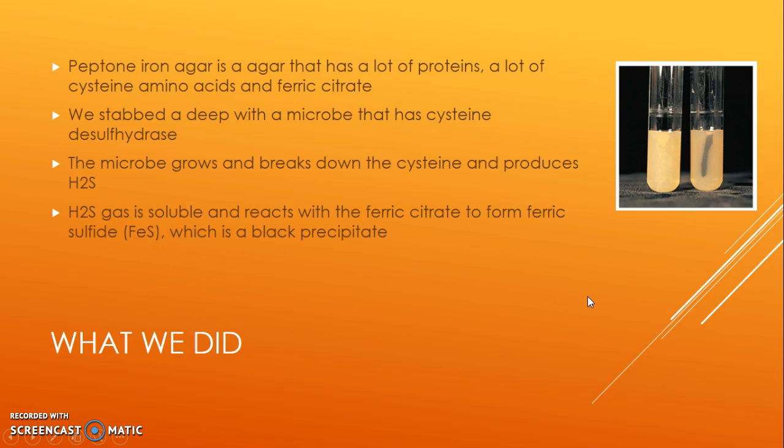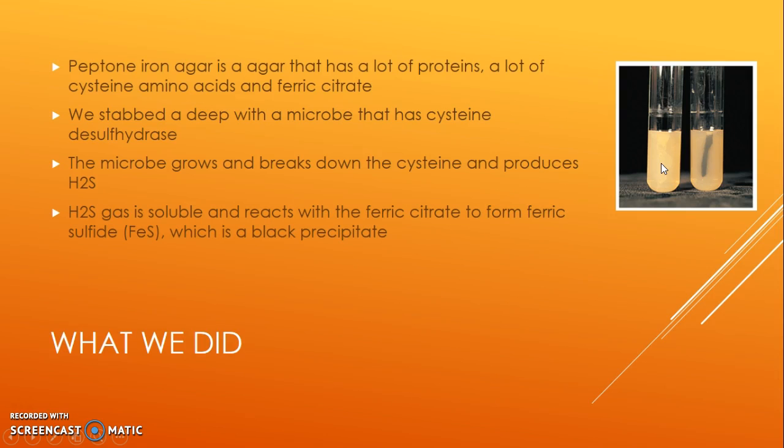So if you stab the deep in with microbes that have cysteine desulfhydrase, then you'll produce this black precipitate like you see here, okay? And if it doesn't have cysteine desulfhydrase, you stab it and no blackness is going to occur. If you look really closely, you can see the stab, but there's no black in it.